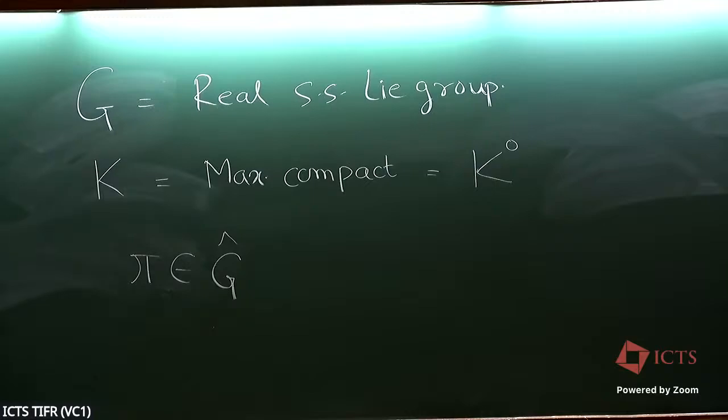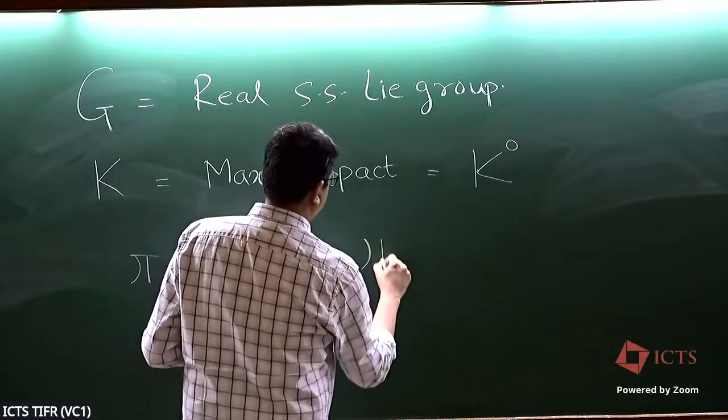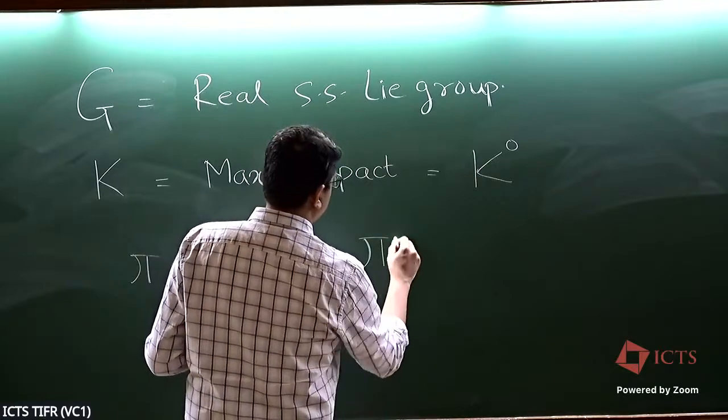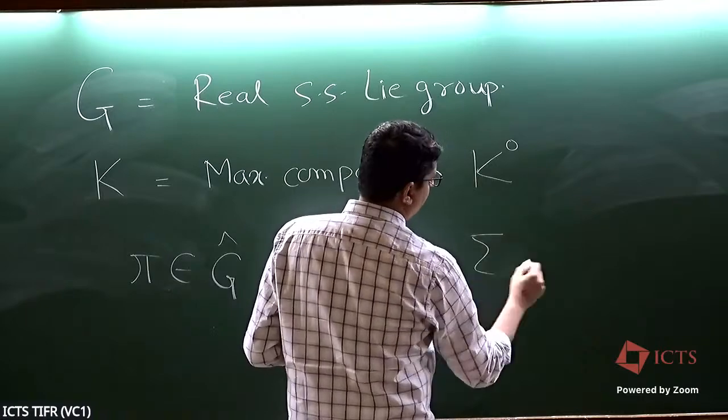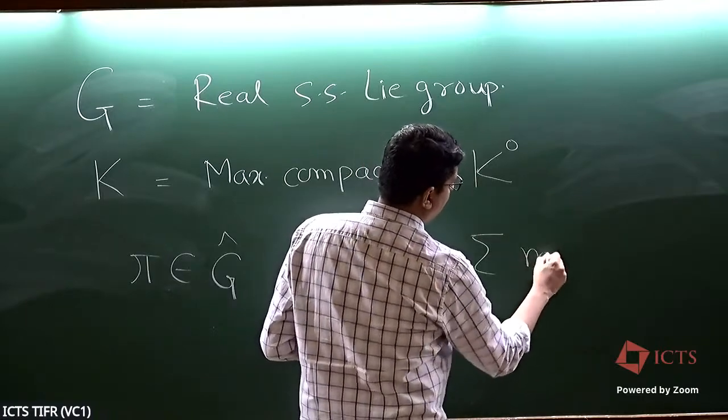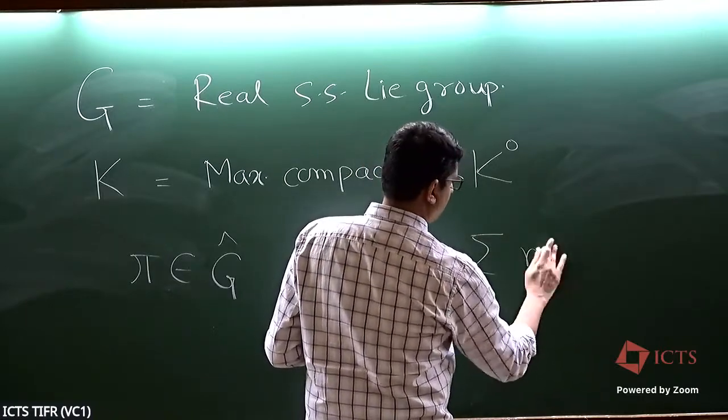Okay. So some of you are familiar with compact group representation theory, but if not, then just take the following as a well-known fact about compact Lie groups. So the restriction of pi to K is going to decompose. I'll use some different notation now, maybe M sigma is fine.